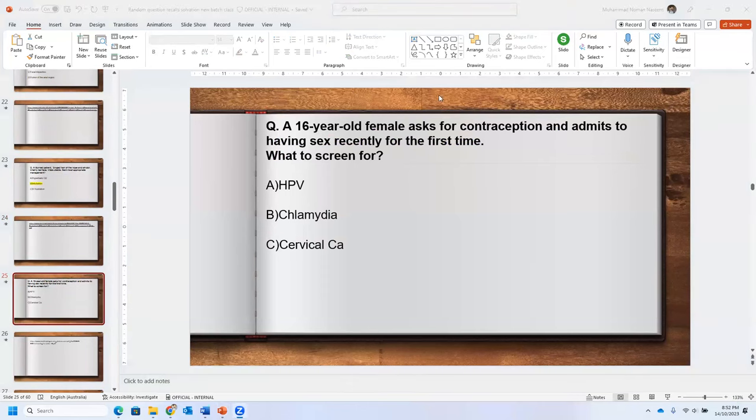A 16-year-old female asks for contraception and admits to having sexual intercourse recently for the first time. What to screen for? Human papillomavirus, chlamydia, or cervical cancer? 16-year-old, recent sexual intercourse. So what is chlamydia? Can anyone clarify for me?